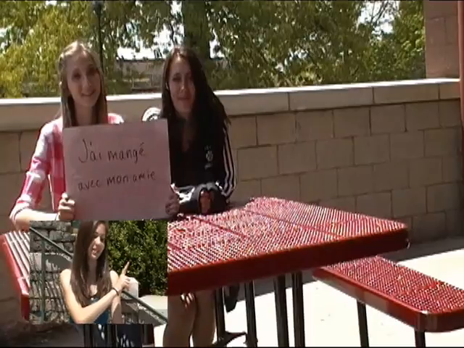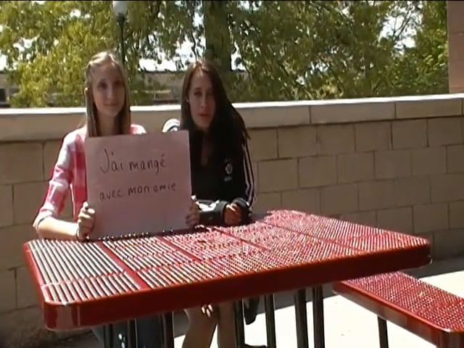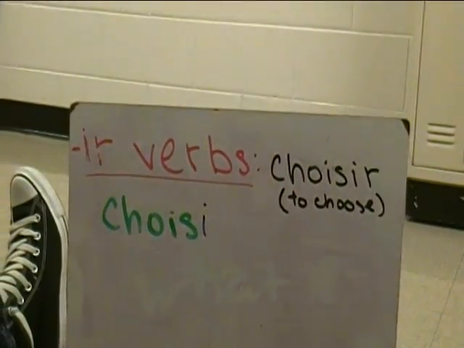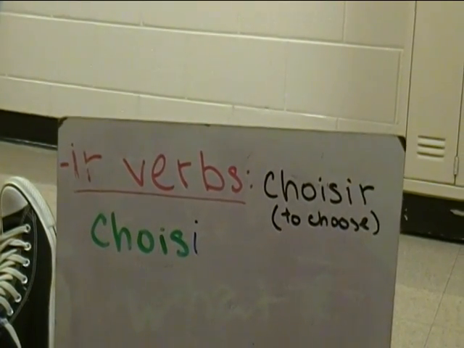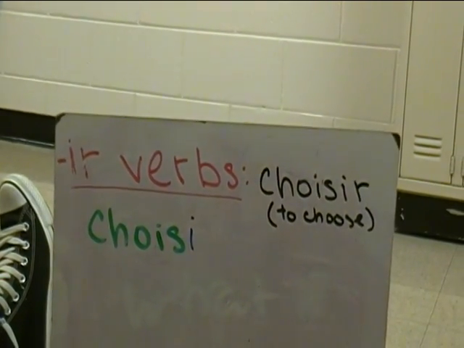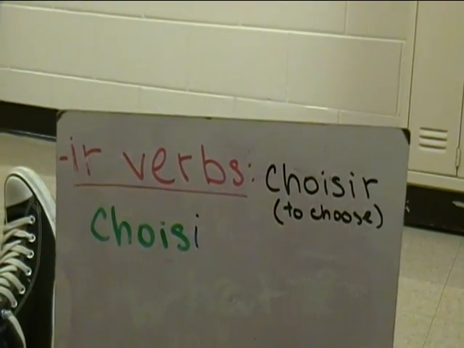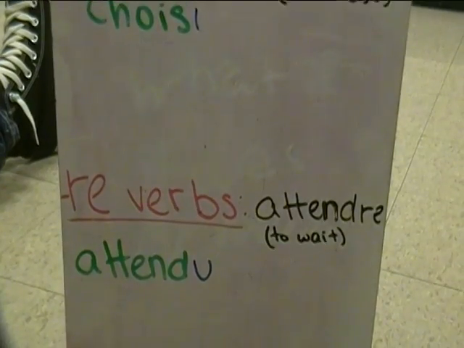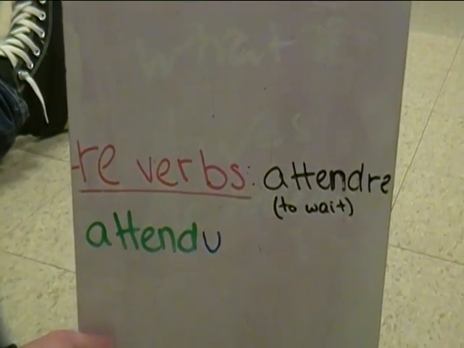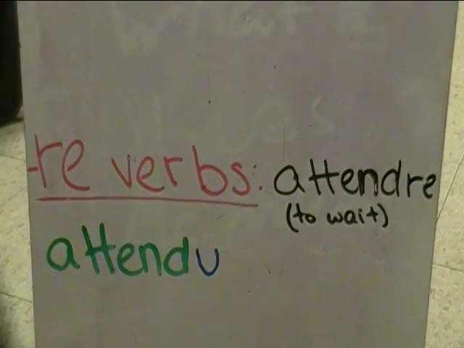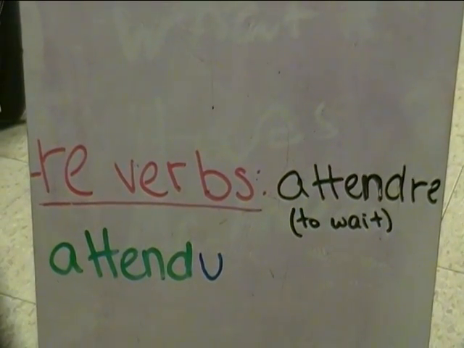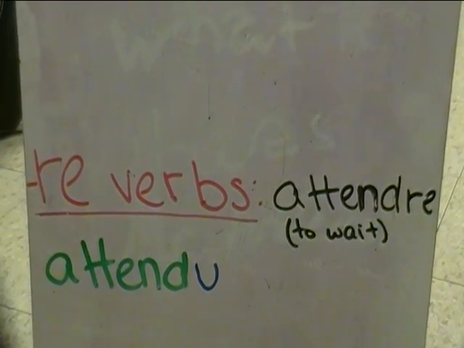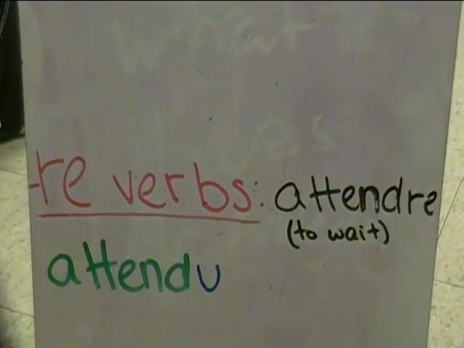So now this turns into this. J'ai mangé avec mon ami. For IR verbs, you do the same as ER verbs, except take off the IR and leave an I. For example, choisir, to choose, would be choisi. Now for RE verbs. For those, it's also the same as ER verbs, but take off the RE and leave a U. For example, attendre, to wait, would be attendu.